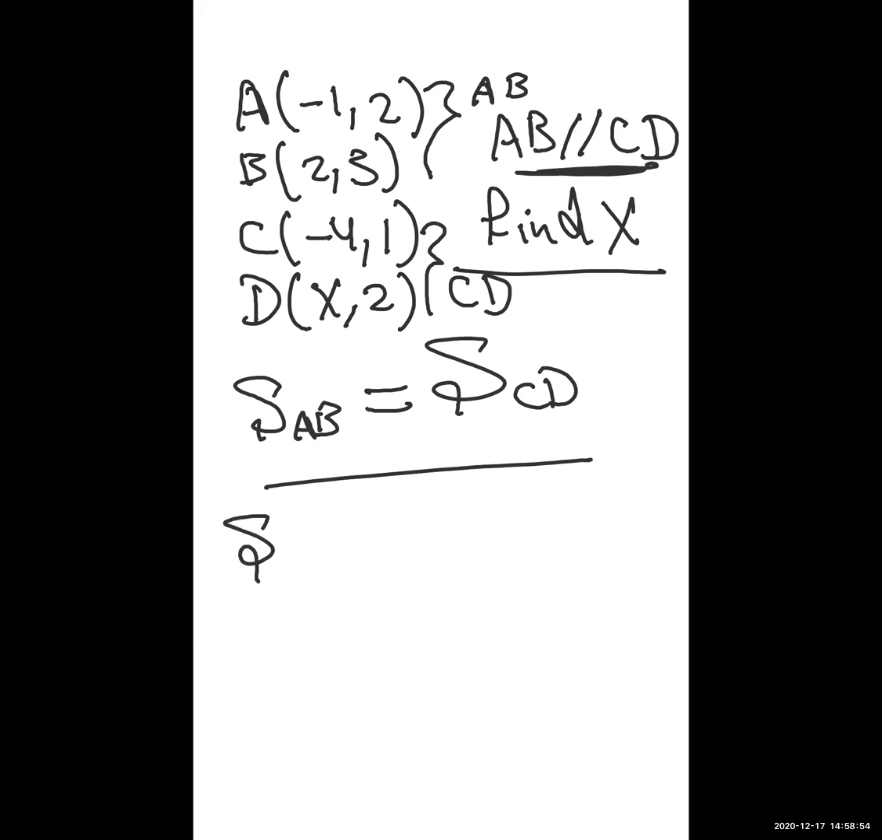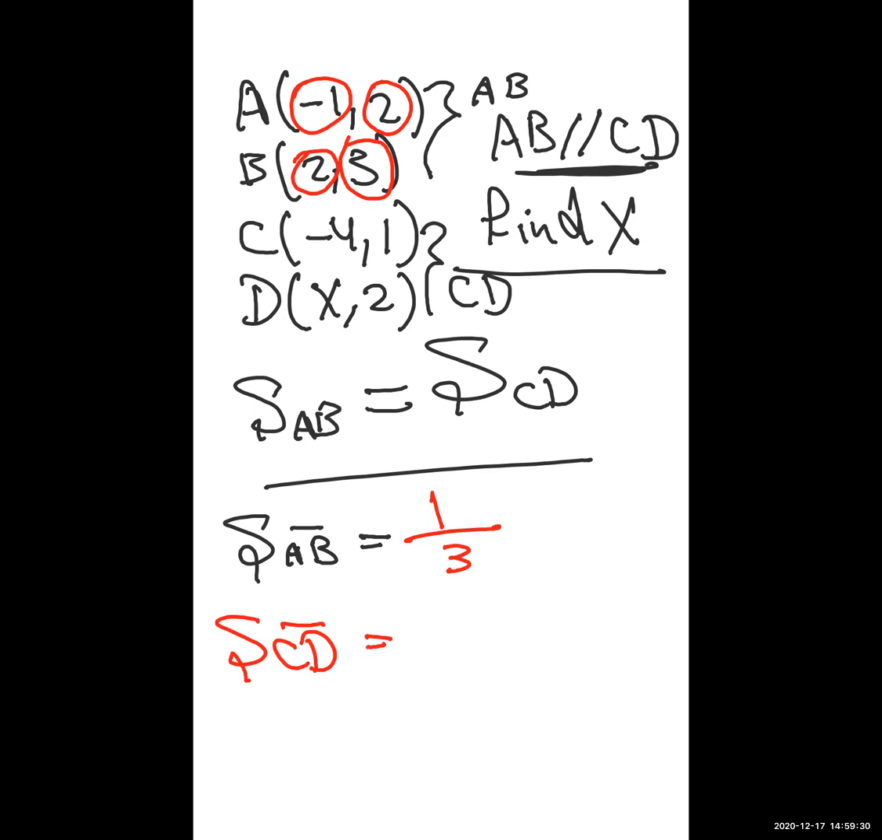Okay, now get the slope of AB. It will equal y2 minus y1, where y2 and y1 are from this data. 3 minus 2 means 1, over 2 minus negative 1, which is equal 2 plus 1, so 3. So this is the slope for the first one. Okay. Slope for CD will equal y2 minus y1. It will be 2 minus 1, which is 1, over x minus negative 4, which is x plus 4.